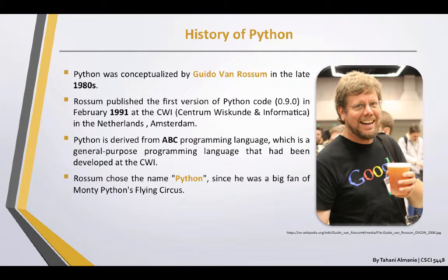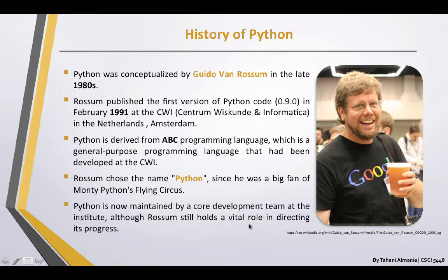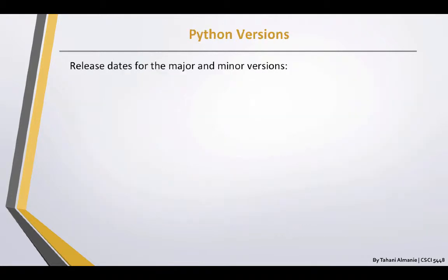Rossum chose the name Python since he was a big fan of Monty Python's Flying Circus. Python is now maintained by a core development team at the Institute, although Rossum still holds a vital role in directing its progress. Actually, his role is reflected in the title given to him by the Python community, which is BDFL, an acronym for Benevolent Dictator for Life.